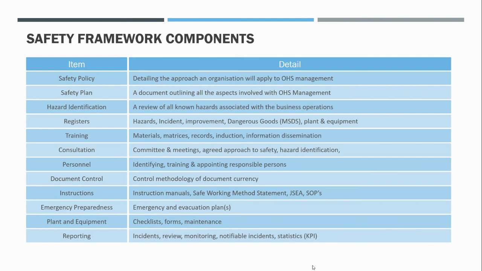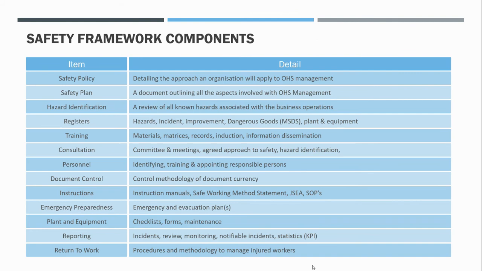If an incident is serious enough, we may need to notify various authorities. We need to track statistics and see how we're going with lost time injuries, medically treated injuries, etc. And for return to work, under the Act, we also need to make sure we've got procedures and methodologies to manage injured workers back to work. While this list is not extensive, it gives you a good idea of the type of things we need to put together.